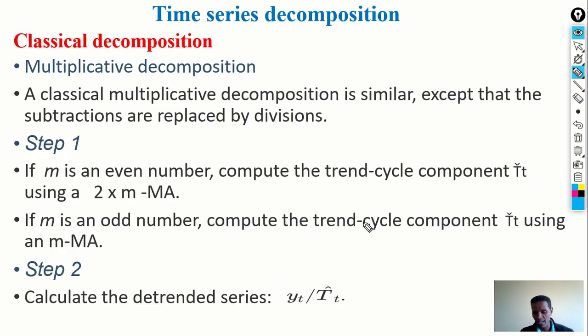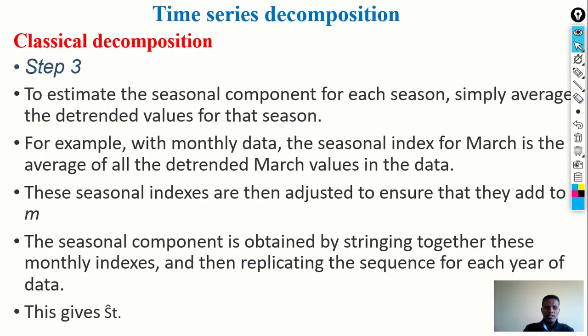So the detrended series will be calculated by dividing the outcome variable y by that of the trend cycle component over here. That is the detrended series. So from this detrended series, to estimate the seasonal component for each season, simply average the detrended values for that season. That is the same with the additive one. For example, again, with monthly data, the seasonal index for March is the average of all the detrended March values in the data. So these seasonal indexes are then adjusted to ensure that they add to m value. When we add them, then that will be m value.